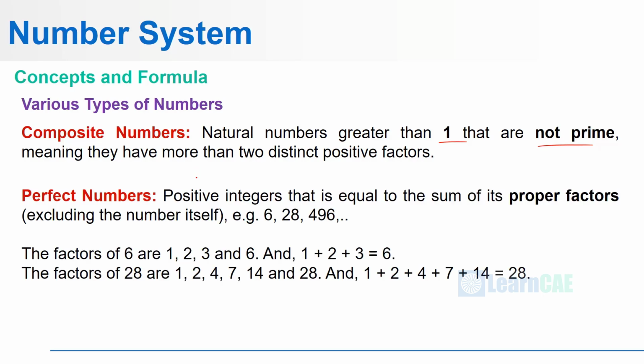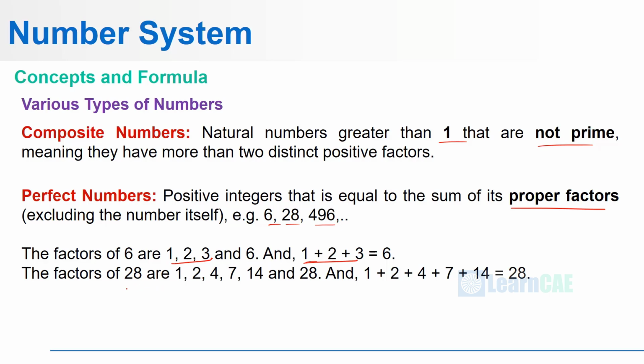Next, perfect numbers. These are positive integers that are equal to the sum of their proper factors, excluding the number itself. For example, 6, 28, 496, etc. So the factors of 6 are 1, 2, 3 and 6. If you consider the numbers other than 6, then 1 plus 2 plus 3 is equal to 6.